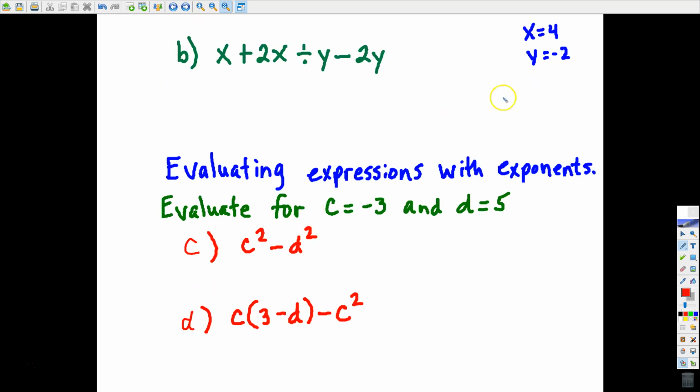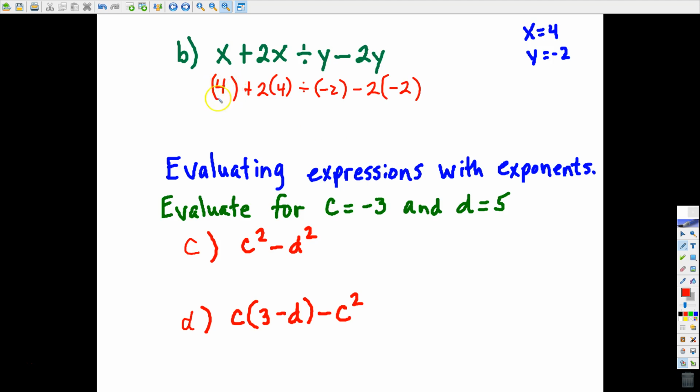Okay, example 1B, very similar. I'm going to replace x with 4. So there are two x's. Both of them get replaced. I'm going to replace y with negative 2. Notice how I put the numbers that replaced variables in parentheses. And now I'm going to follow PEMDAS.